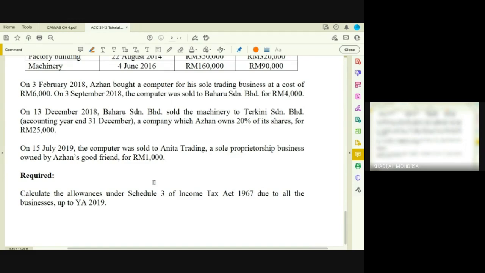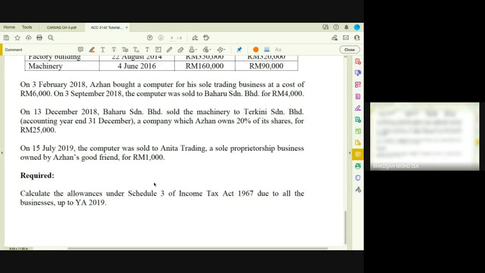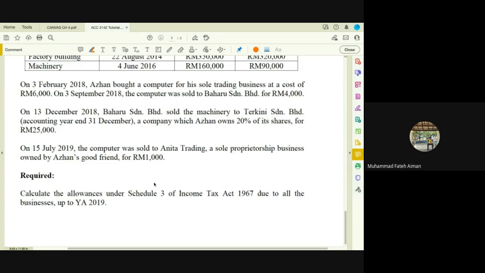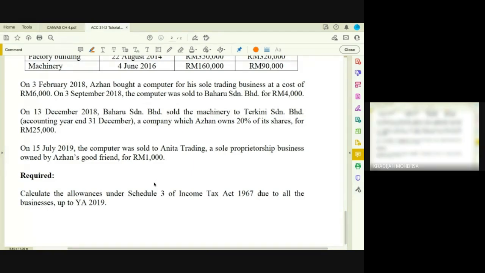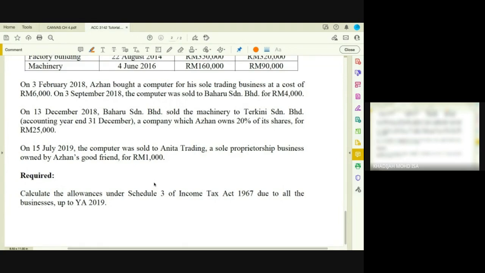Are these two related companies? Yes, madam. Is Turkini Sdn Bhd and Baharu Sdn Bhd related company? Yes. Why? Because Azhan has some degree of influence in Turkini Sdn Bhd. How much influence does he have? 20% of shares. Is that enough to give an influence?